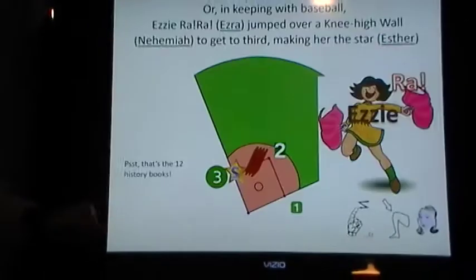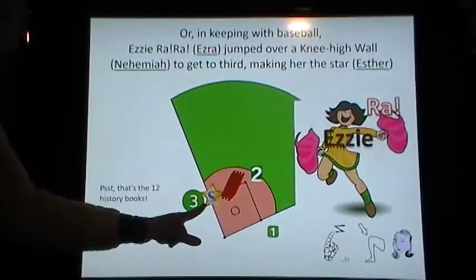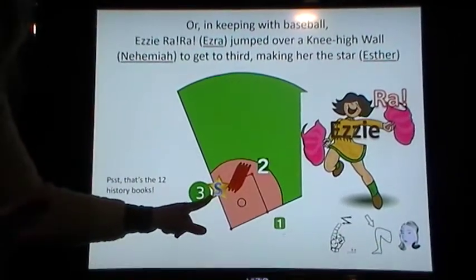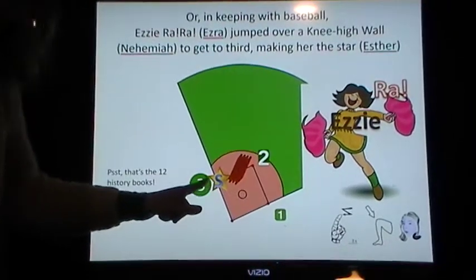is a wall between second and third base. You don't have to worry. It's not a huge brick wall. It only goes about knee high. Okay, so you can jump it.